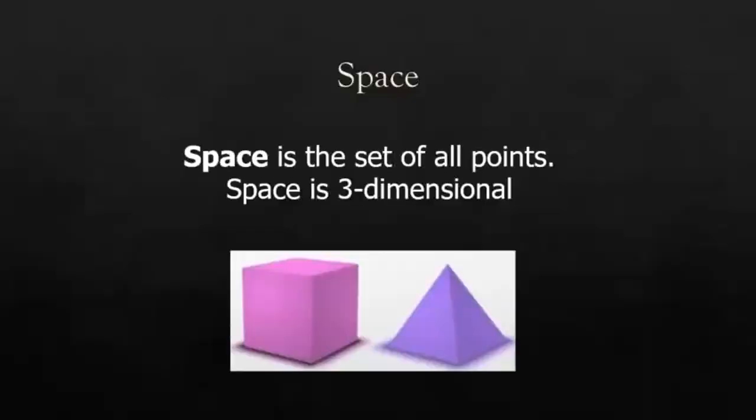We've worked on paper with 2D shapes, but now we're going to be working with 3D shapes. This is called space geometry, or also solid geometry. So what is space? Space is the set of all points. Space is three-dimensional. It can go up, back, and to the sides. So in 3 dimensions.